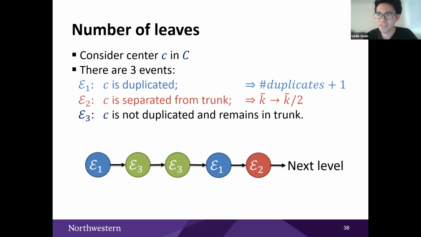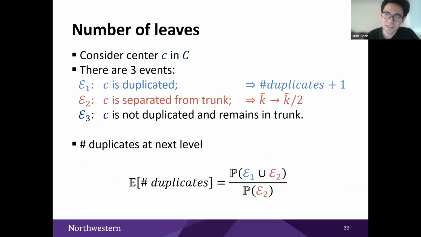We divide all iterations into levels based on event 2, which means if event 2 happens, then we go to the next level. Because when event 2 happens the number of centers will decrease by a factor of 2, there are at most log k levels. Now we need to analyze the expected number of duplicates in one level. This expected number of duplicates equals the number of event 1 occurrences until we see an event 2, which is equal to the probability of event 1 or event 2 happening divided by the probability of event 2 happening.